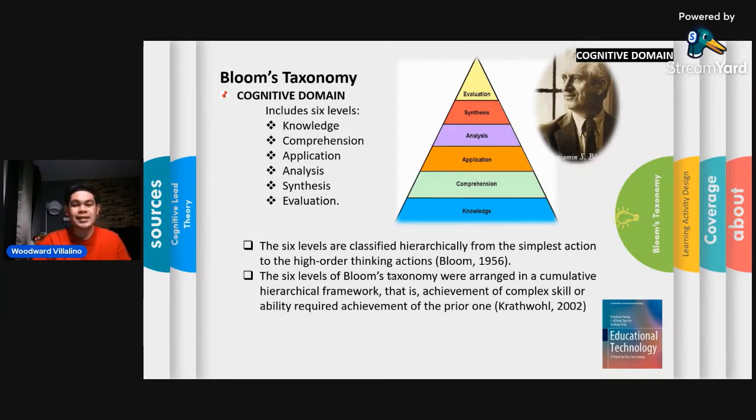So next stage, we have the synthesis. So we are going now to the high order thinking action already, starting from the application, the analysis, synthesis, and eventually evaluation. So synthesis involves the ability to blend elements and parts to form a whole. So we are now trying to synthesize everything to form a whole.